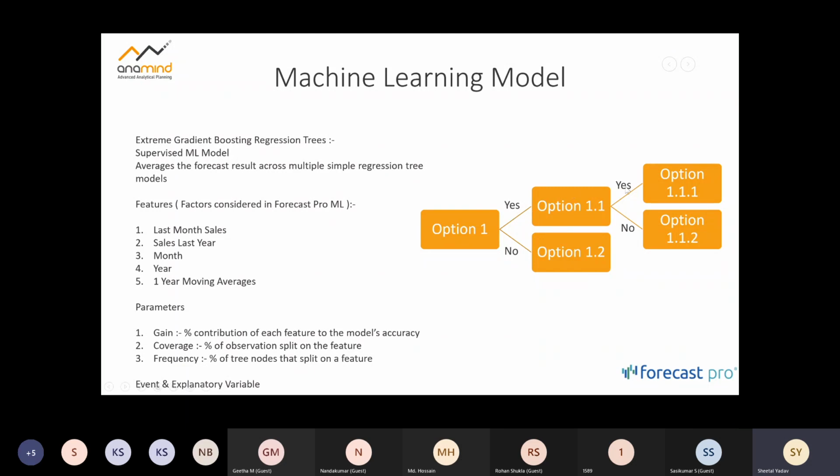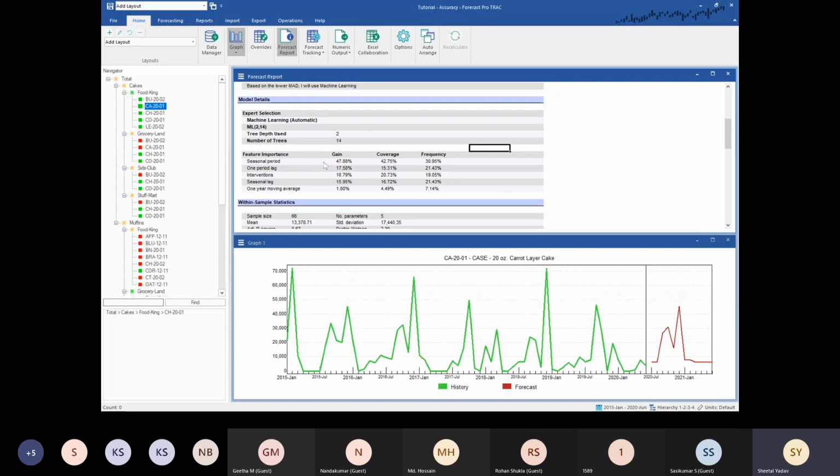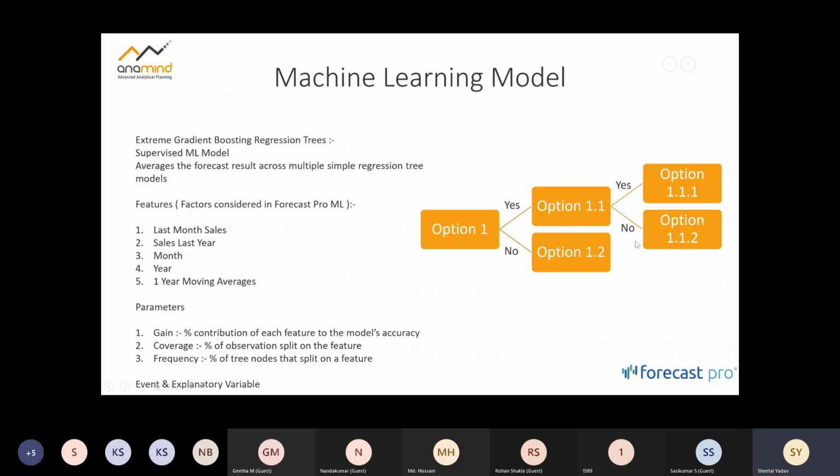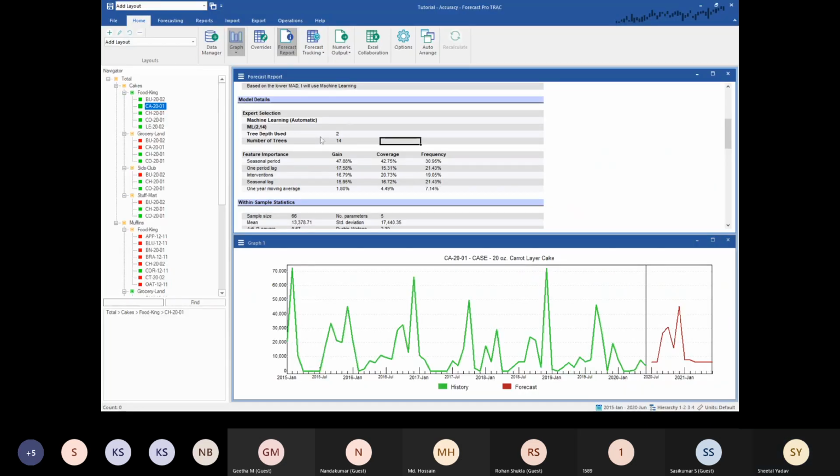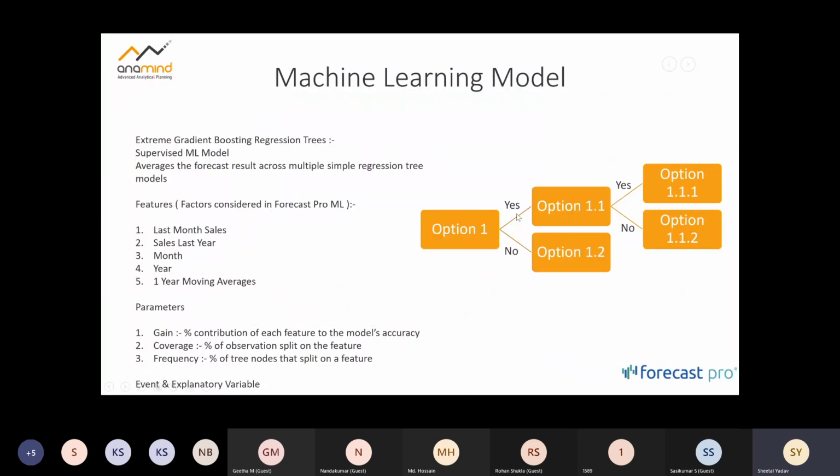So in this case, if the option one was yes, and then further option one was yes, then I went through two levels. So that's what is being represented over here. And number of trees is how many answers we have with respect to each of the options. The number of trees is the number of trees that you would add to arrive at a result, to arrive at a particular answer.